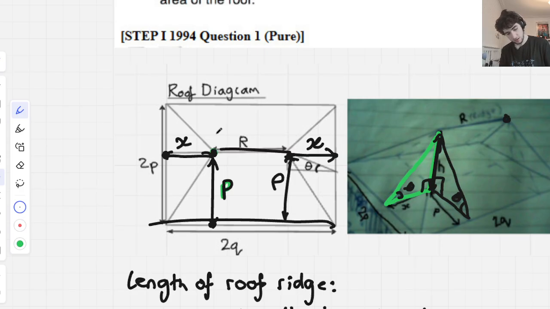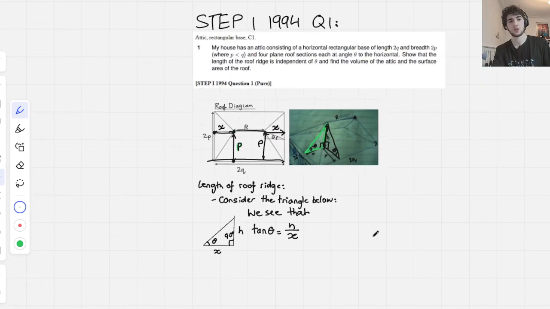So we can clearly see that tan theta is obviously h over x. So we can obviously rearrange that to have that h is equal to x tan theta. So that's the first piece of important information. So that's our triangle one. I'll just say triangles below because I'm going to add another triangle. And then our second triangle is going to be something like this.